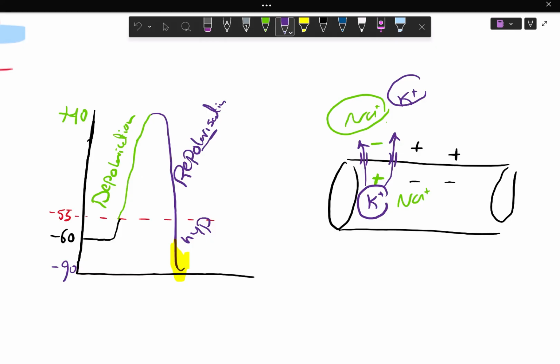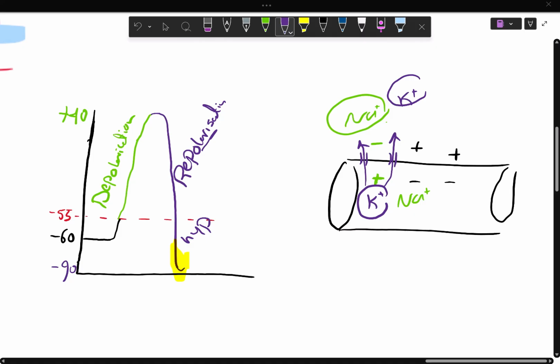Okay, so now we have two problems. The membrane potential is lower than normal, and the ion distribution is also not right. This happens because more potassium ions leave than sodium ions enter. The membrane is more leaky to potassium, so more potassium leaves than the sodium entering. So how does the resting potential get maintained and return back?